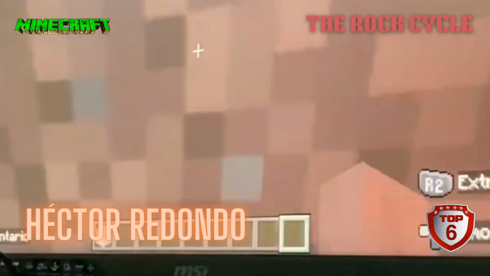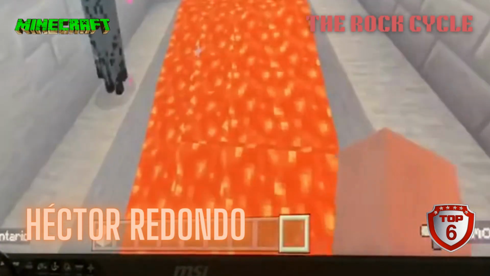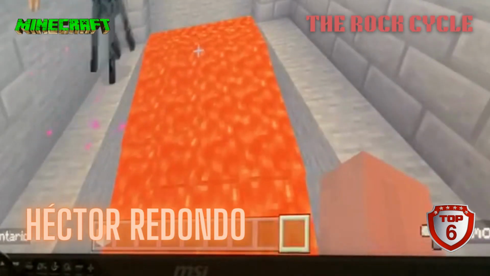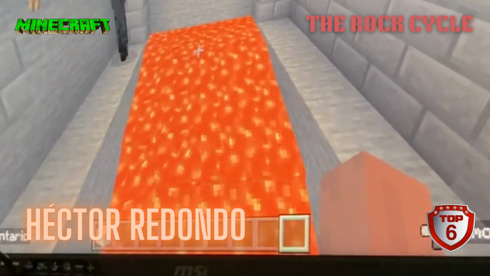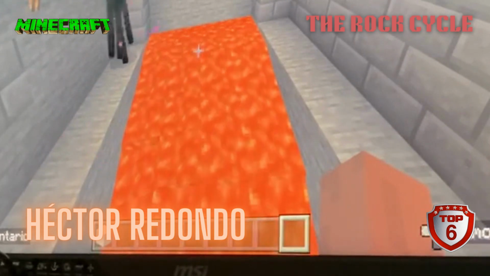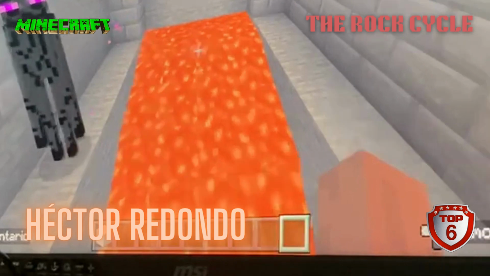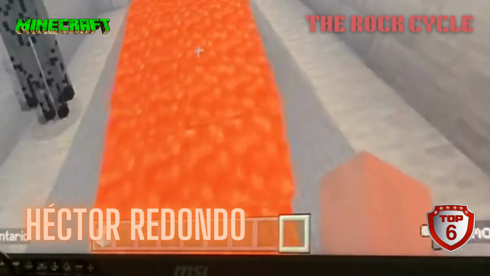Okay, now I'm going to tell you about the metamorphic rock. This rock started as another type of rock, but it changed from the original type. It forms when other rocks are subject to heat and high pressure very deep under the ground, for example, slate.